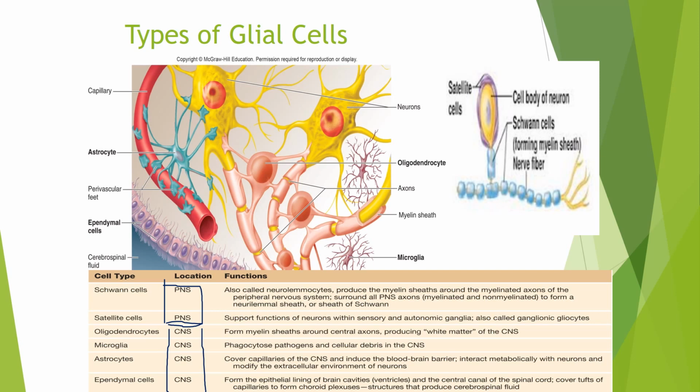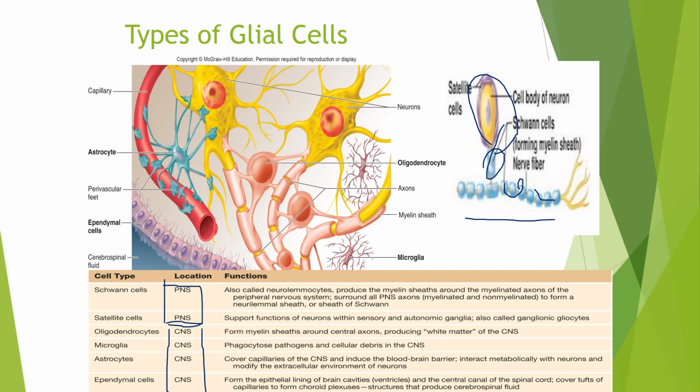So within the peripheral nervous system, we have Schwann cells. And so in this example, this would be Schwann cells here. And so these form myelin sheaths around peripheral axons. Satellite cells, which are found in the purple outline here, are important for supporting cell bodies within the ganglia of the peripheral nervous system. And so they help to increase the size of that cell body.